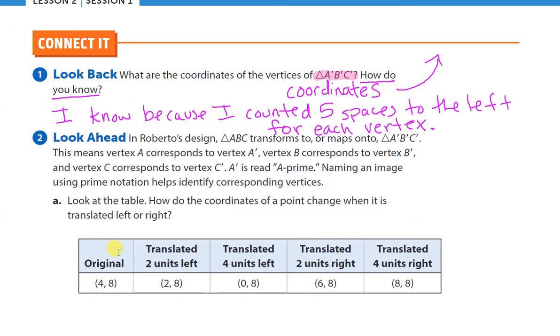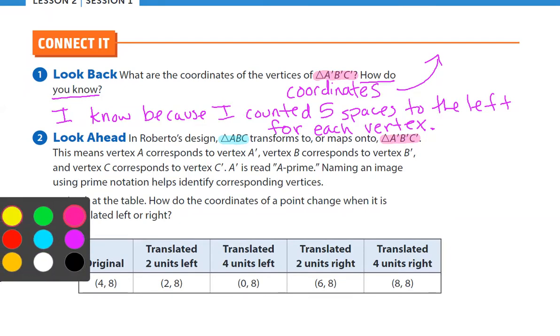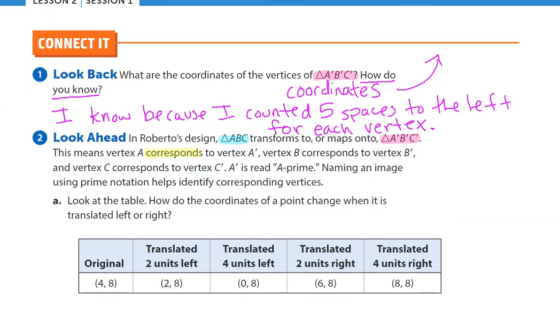Okay, looking ahead now in Roberto's design, triangle ABC, the original, transforms or maps into a triangle A prime, B prime, C prime. This means that the vertex A corresponds to vertex A prime. They're corresponding, they go together. One's the copy of the other.